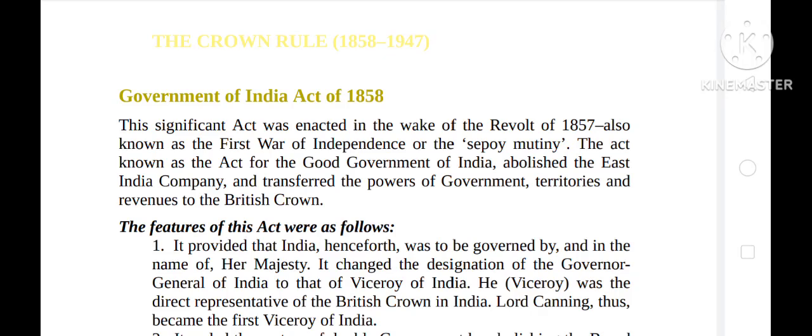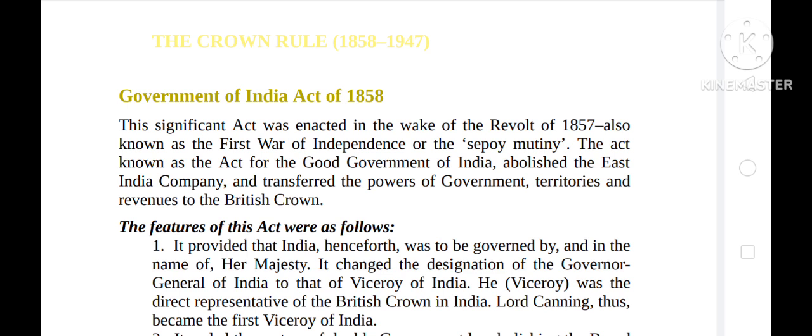The Crown Rule, 1858 to 1947. Government of India Act of 1858. This significant act was enacted in the wake of the revolt of 1857, also known as the First War of Independence or the Sipahi Mutiny. The act, known as the Act for the Good Government of India, abolished the East India Company and transferred the powers of government and territories revenues to the British Crown.